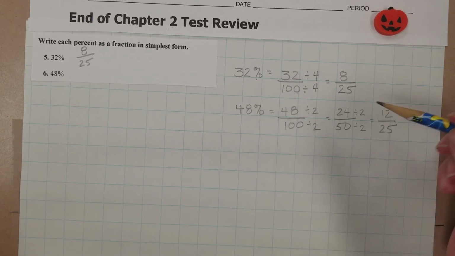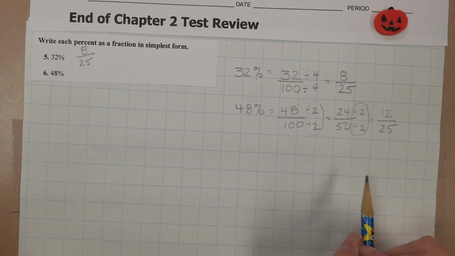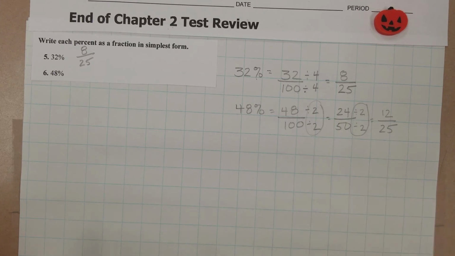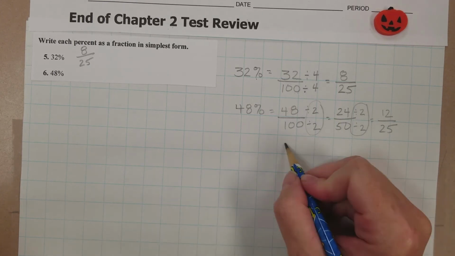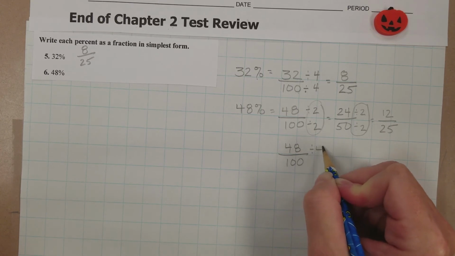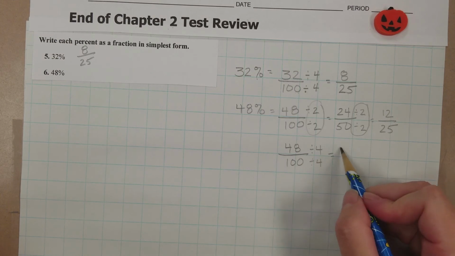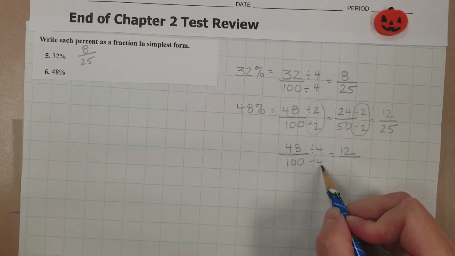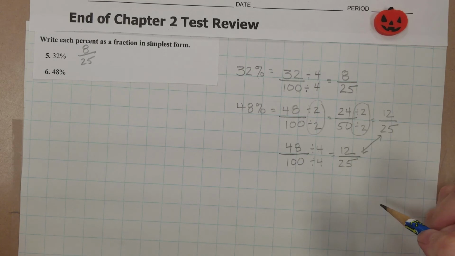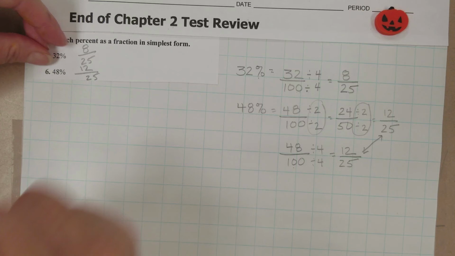Now, we divided by 2, and then we divided by 2. To find out what you could have divided by in one step, you multiply 2 times 2, and that's 4. So you could have done 48 hundredths and divide the numerator and denominator by 4. 48 divided by 4 is 12. 100 divided by 4 is 25. So either way, you're going to get the same answer. So that is 12 25ths.